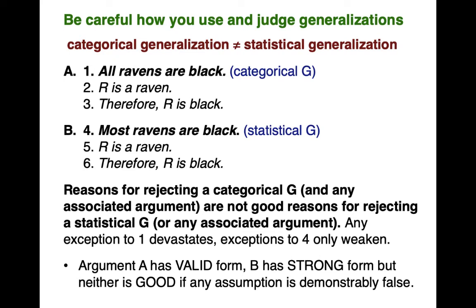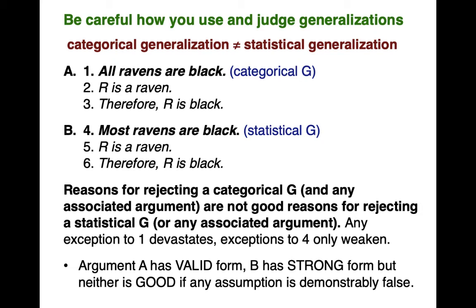But notice the guarantee's gone. We aren't able to say for sure with certainty that R is black just because R is a raven. Again, I'm presuming that claim 4 and claim 5 are true. At best, we can say probably R is black because R is a raven. Now listen, I'm telling you, there are ravens that are not black, but they're rare. So this argument's strong. You could go so far as to say 95% of ravens are black and conclude that new raven R is black. Reasons for rejecting a categorical generalization and its associated argument are not good reasons for rejecting a statistical generalization.